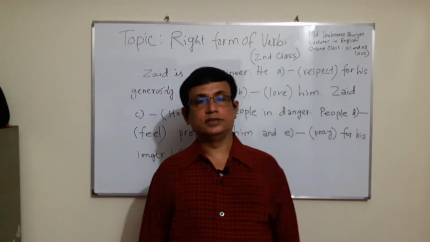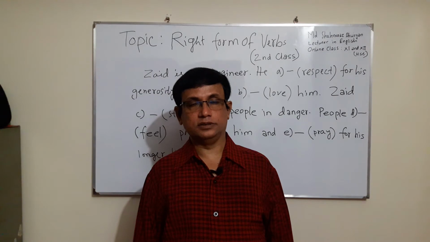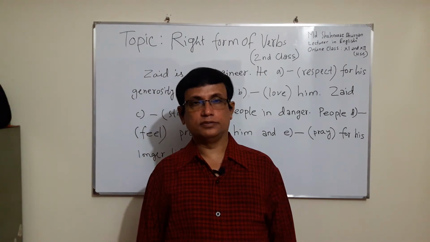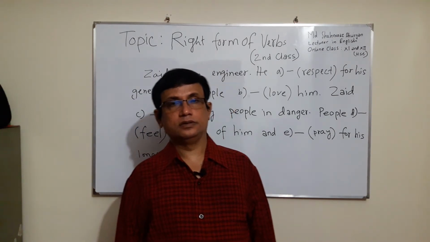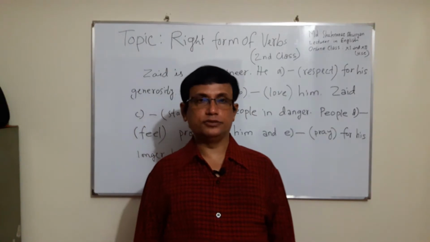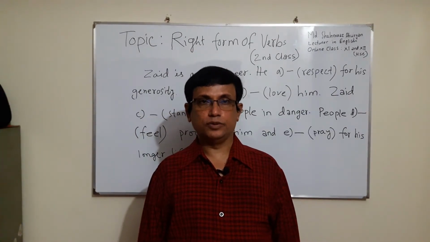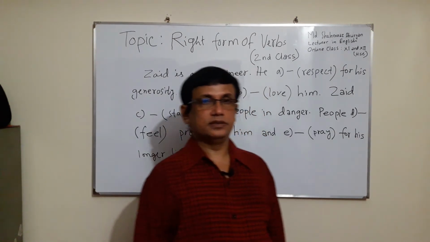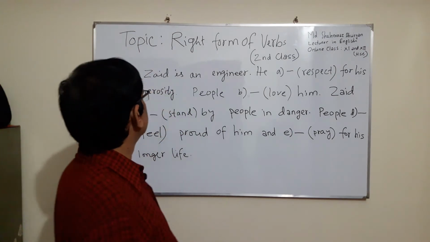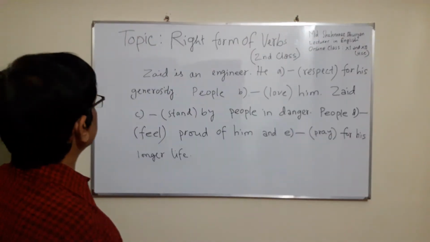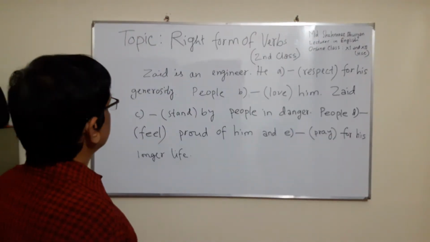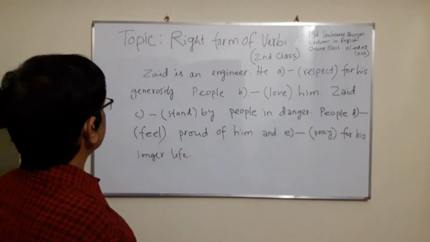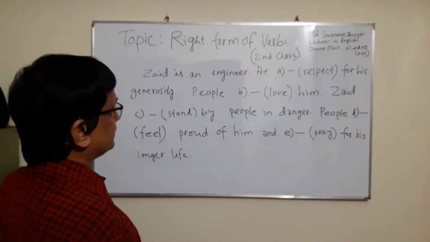Learners, this is my second class on the right form of verbs. Today, I'll show you how you can use the right form of verbs in a text. I have written a text on the board. It is a short text. In the text, we see there are 5 verbs enclosed by brackets.